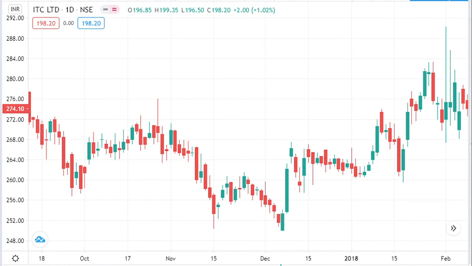Similarly, see here, a downtrend followed by a bullish candle which has a lower low and a higher high when compared with the previous candle, and then the breakout happens.